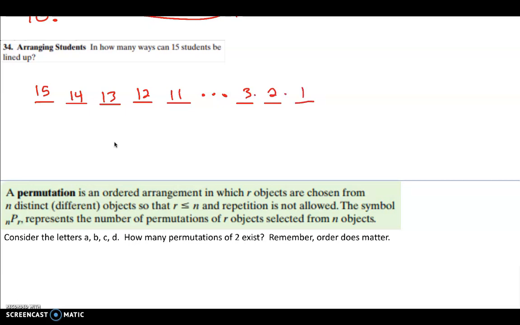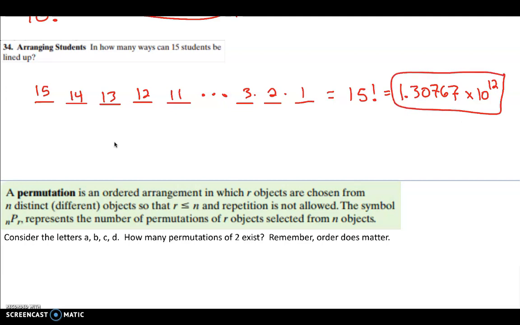So you can multiply all those together. Instead of just saying 15 times 14 times 13 and having to multiply all that together, this is simply 15 factorial. You can plug it into your calculator and you get, I'm going to write this in scientific notation because it's so big, 1.3076 times 10 to the 12th. So we're up, I believe, in the trillions of ways. If you have 15 students, that's the number of different ways you can organize those 15 students or line them up.